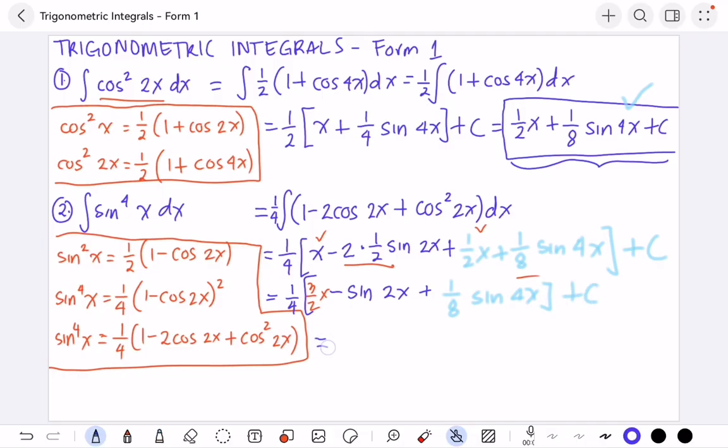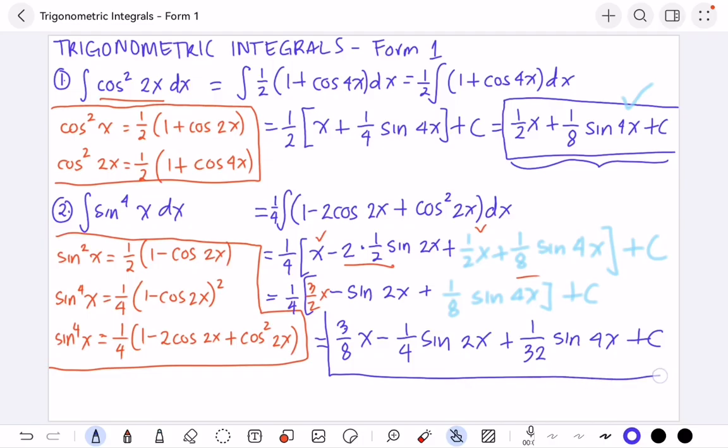Therefore, the final answer is multiplying 1/4 to the entire expression inside the bracket. So we have 3/8 x minus 1/4 sine of 2x plus 1/32 sine of 4x plus c. So this is now the final answer.